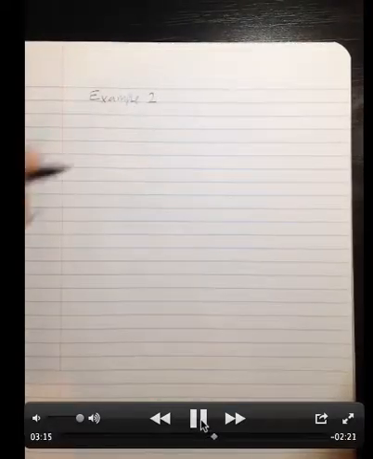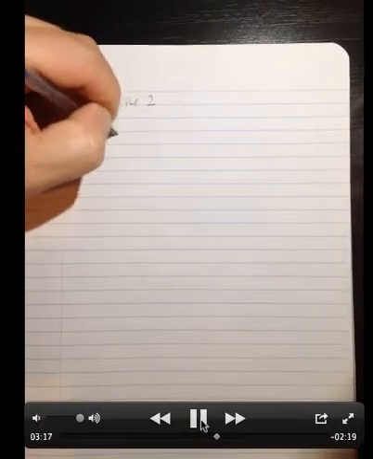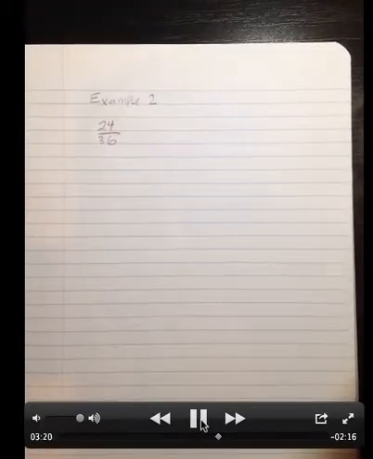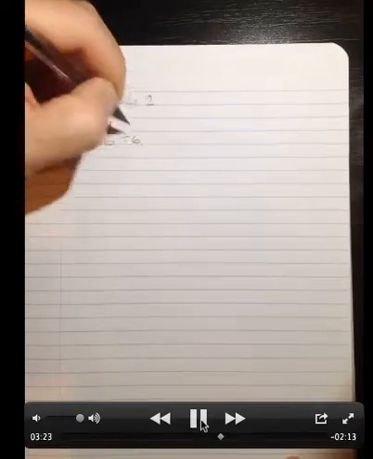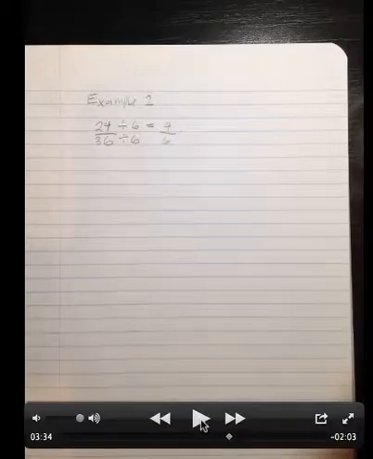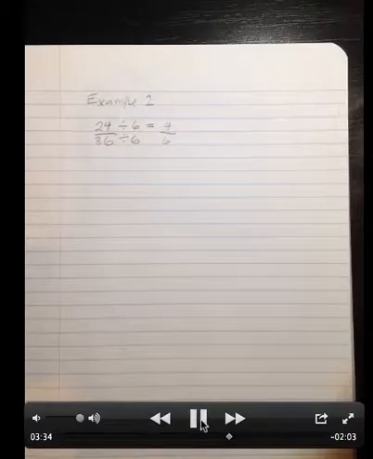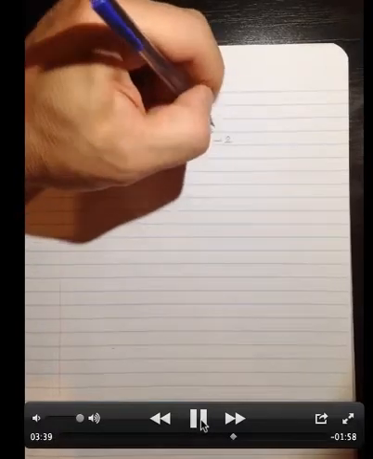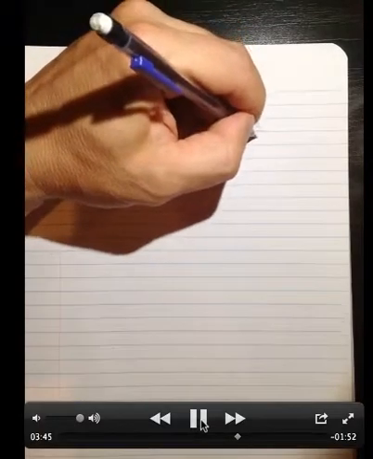Example 2, we're going to simplify a slightly larger set of numbers, 24/36. A common factor of both 24 and 36 is 6. So this simplifies to 4/6. Now I'm going to stop right there because that's not the most simplified version of 24/36. So we're going to keep going. 4/6 can be simplified by dividing both the numerator and the denominator by 2. So we get 2/3.